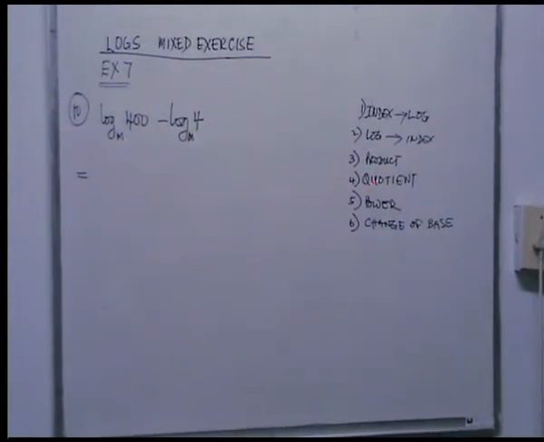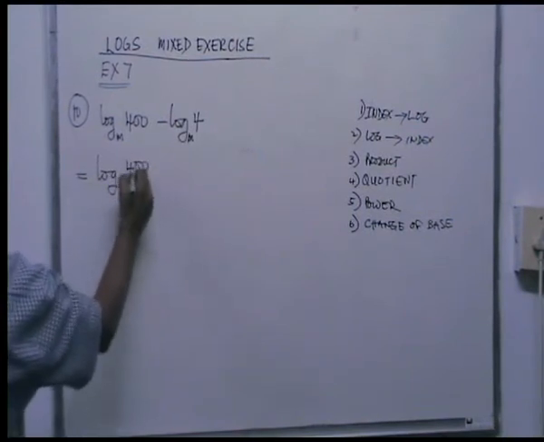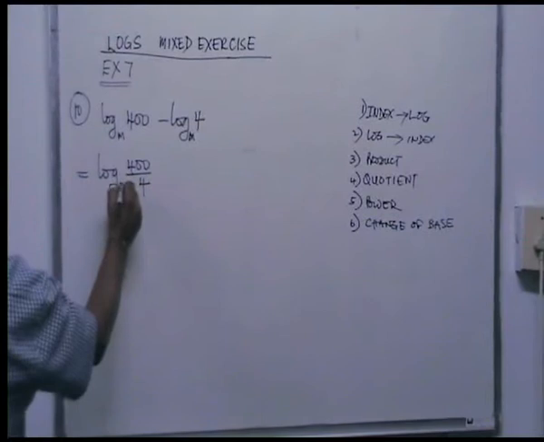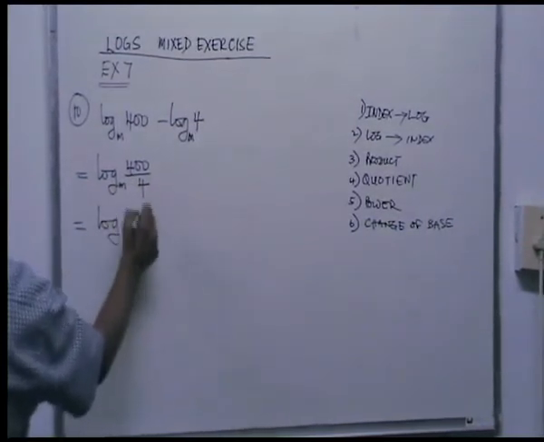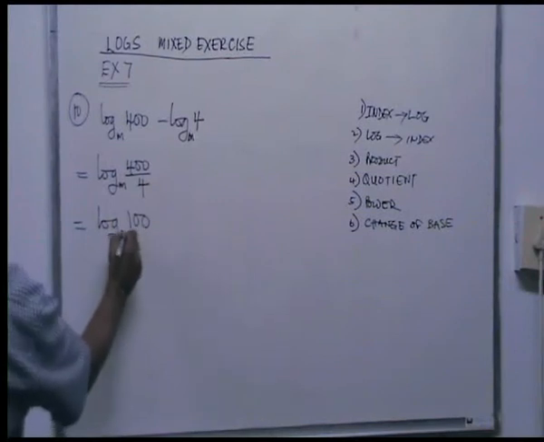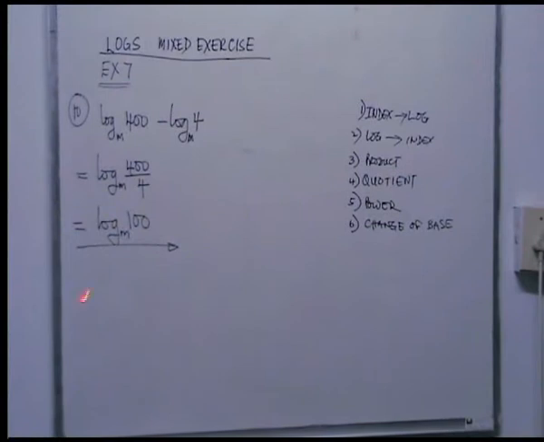So we can apply the quotient law. In other words, 400 will be divided by 4. So the answer will be log 400 divided by 4 to the base m. That will become log of 100 to the base m. And that's where I will stop. I can do change of base here, but it won't help me in any way. So that's why I will just stop. That's the answer for number 10.